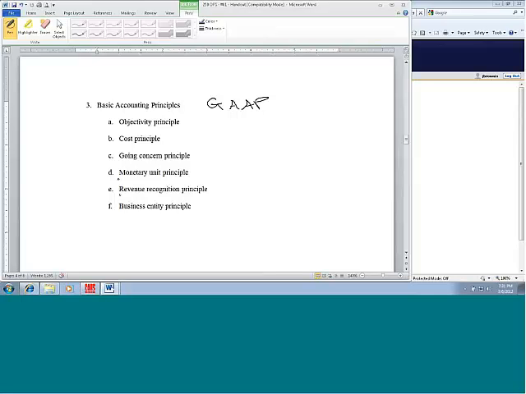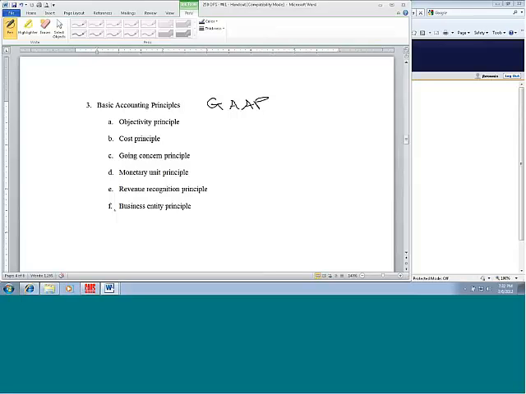Revenue recognition means that revenue is recognized when it's earned and not necessarily when the money is received. So that's going to be an important one that we revisit throughout these two classes. And then the business entity principle means that a business is accounted for separately from its owners. So it has separate bank accounts and separate accounting systems and everything. It's not the same as its owners.